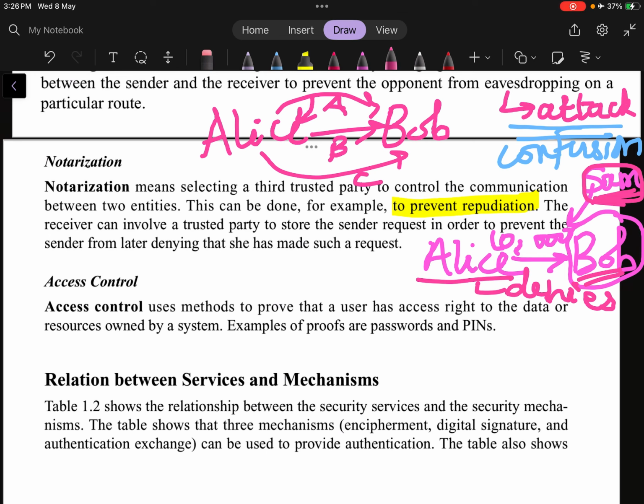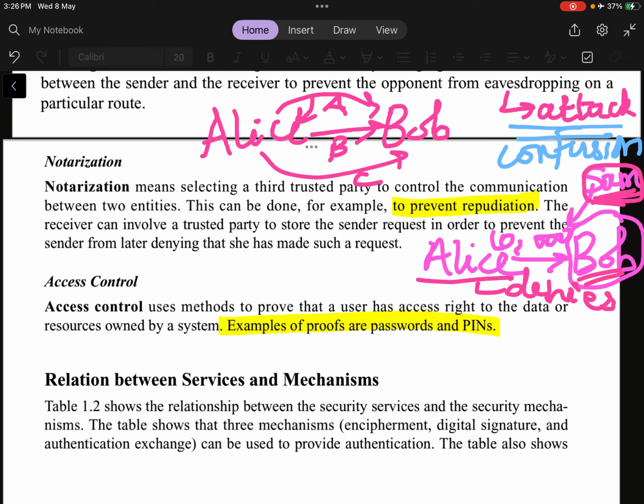Next is access control. Access control uses methods to prove that the user has access rights to the data or resources owned by the system. Examples of proofs are passwords and pins. These are the examples of access control.